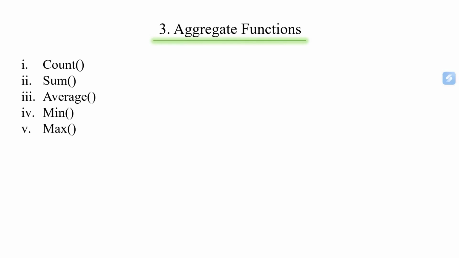The third one is average. Average is used to find the average of a particular column. And the fourth and fifth are min and max. As the name suggests, the min function is used to find the minimum value, whereas the max function is used to find the maximum value. So these are the total five aggregate functions which are used in SQL queries.